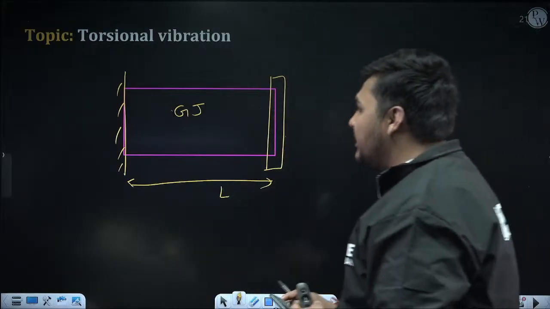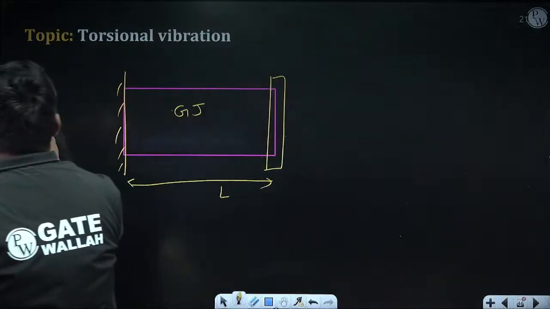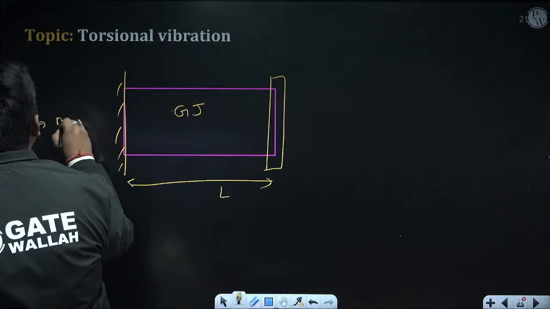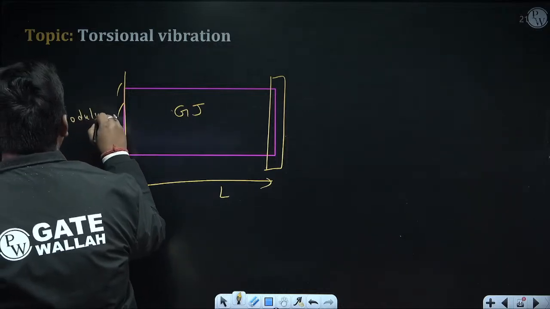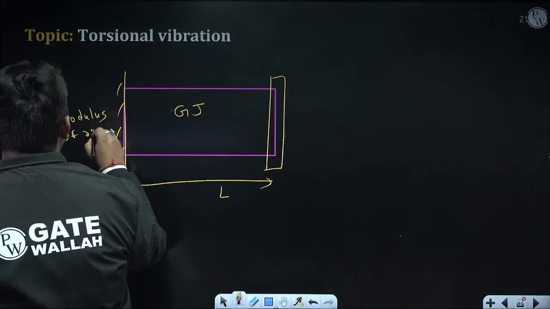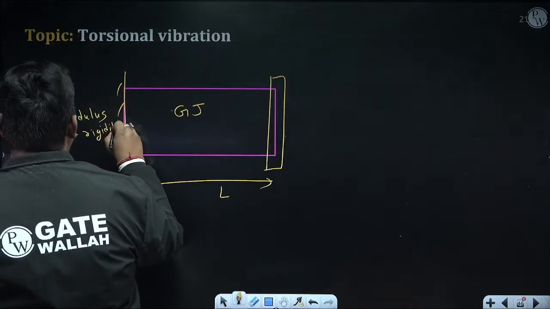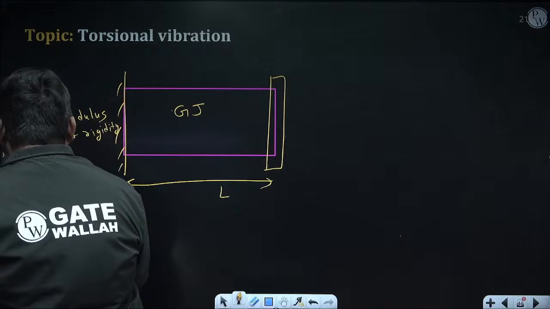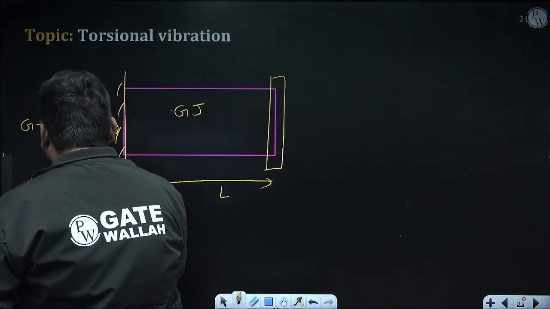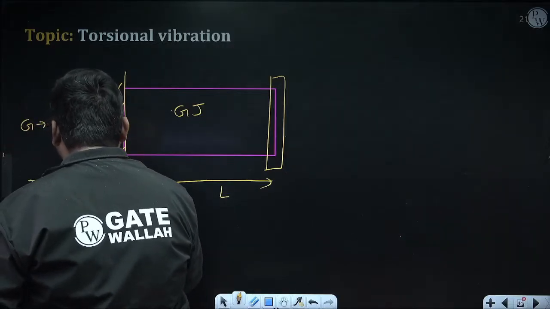How will you understand this? It is GJ, where G is nothing but the shear modulus or modulus of rigidity of the shaft material. It will be given in the question. And what is J? J is the polar area moment of inertia of the cross section.